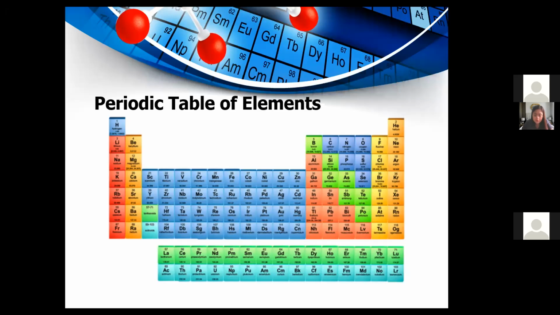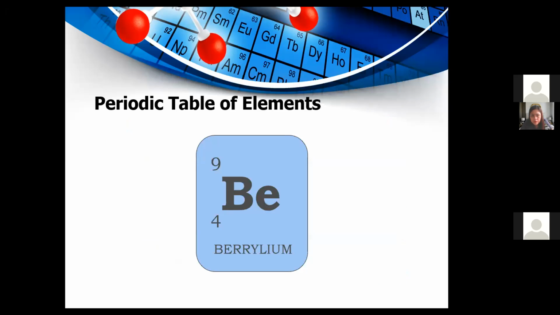Okay, the periodic table of elements is organized by atomic number, from the element with the lowest atomic number to the highest. As you can see, this is the element box, where you can find its atomic weight and its atomic number.